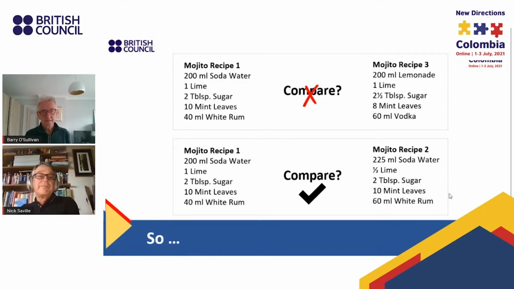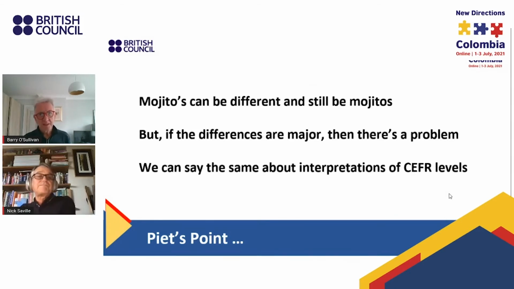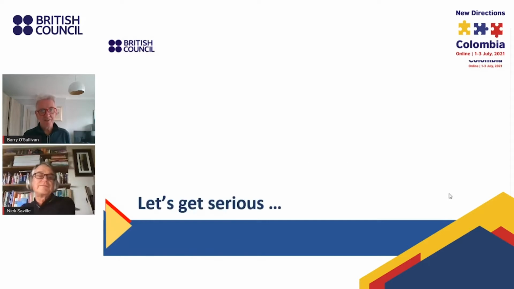And this analogy can be taken across when you have a whole array of things you look at which are claimed to be the same, which could be the case in a whole array of language tests. So Barry, what's the array that you've got there? Well, you've already actually said all of this stuff. The difference is mojitos can be different and still be mojitos, but if the differences are major, then there's a problem. We can say the same about how we interpret the CEFR.